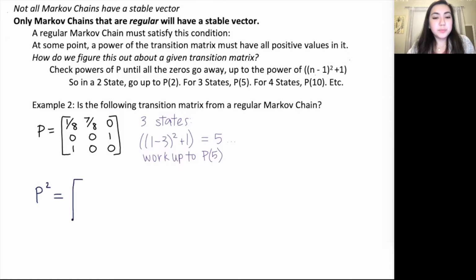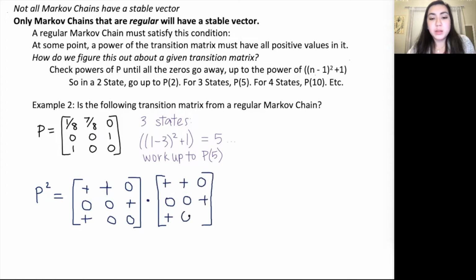p times p. And a trick here is because we don't really care what the numbers are actually going to be. We only care if they're going to be positives or not. So all I'm going to mark is a plus sign for positives and a 0 for zeros. You'll never have a negative value because these are probabilities and you can't have a negative probability. So I just copied the pattern of p twice. So you'll see for all of the positive numbers, I have positive signs and multiplied that by itself.